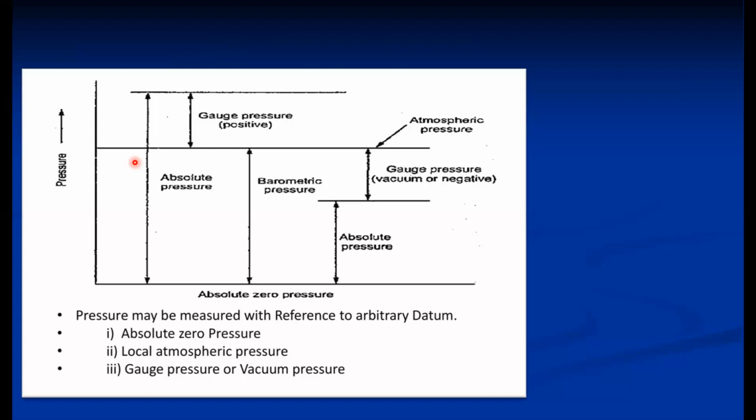So this is about the pressure terminologies. In summary, we have discussed the pressure terminology, that is atmospheric pressure, absolute pressure, gauge pressure, vacuum pressure. Absolute pressure is the pressure with respect to zero pressure. So this is a zero pressure line where the pressure is absolutely zero. Even atmospheric pressure is also zero there.